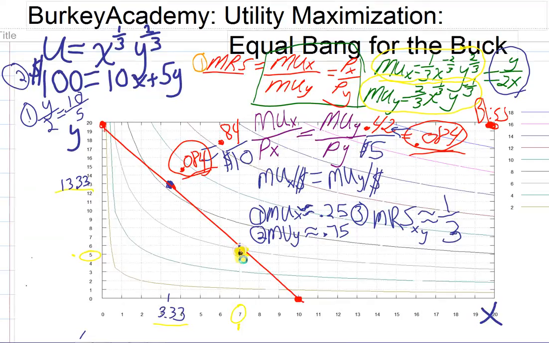Let's move downwards to keep it. We'll do it both ways. If you give me one more Y, to keep me just as happy you could take at the rate of about 3 X's. So 1, 2, 3. And that's going to roughly keep me on the same indifference curve. Now you see that I only moved over 2 X's here.